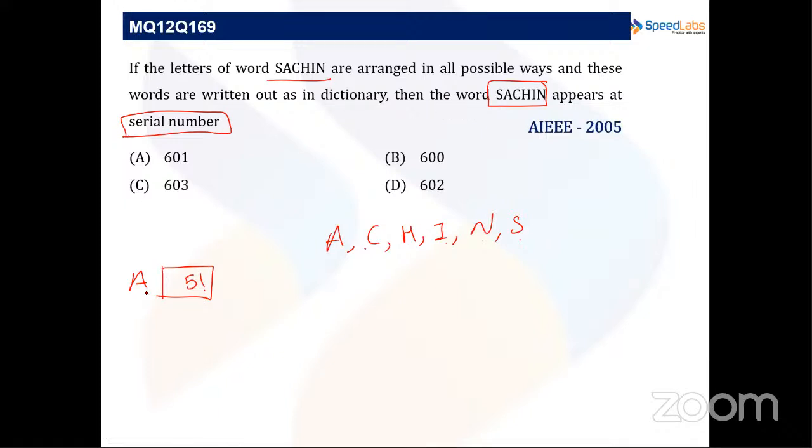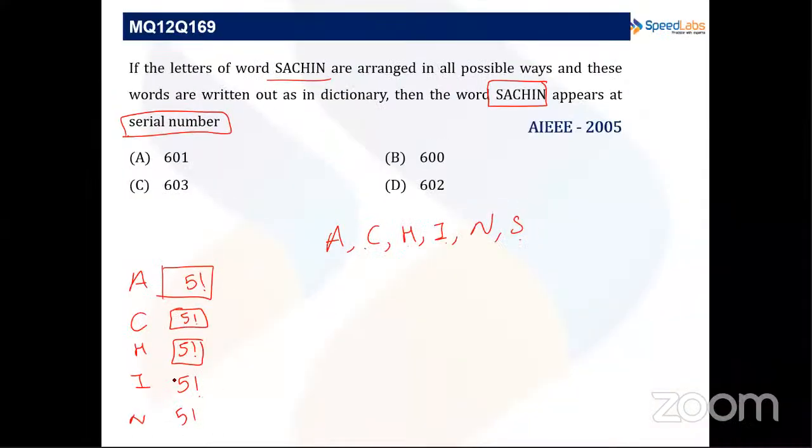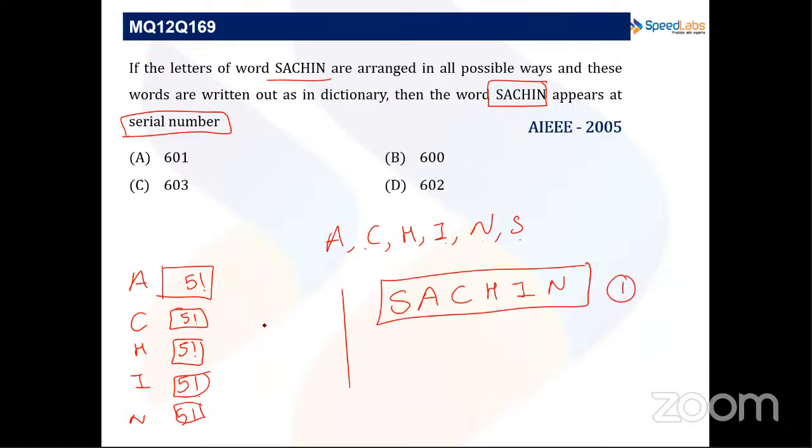If we have C here, then again 5 factorial, H 5 factorial, I 5 factorial, and N 5 factorial. So when we start with S, A will be there, then alphabetically C, then H, then I, then N. So this will be our one word. So these are 5 into 5 factorial, that is 5 into 120, so 600, and Sachin is at position 601. Good, Manvi and Param, correct answer.